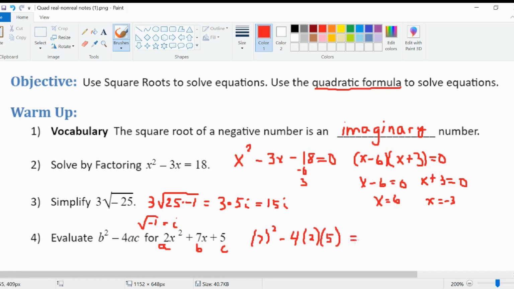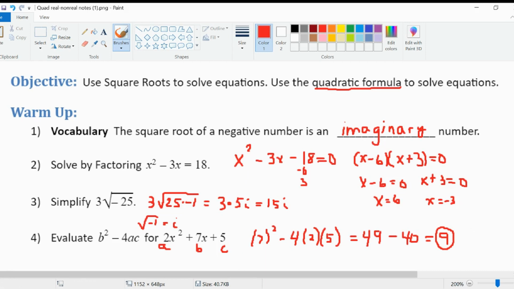Do a little bit of arithmetic. 7 squared is 49. 4 times 2 is 8, times 5 is 40. And we're left with our value of 9. That b squared minus 4ac is also a special number that's used in physics type problems. We're not going to really touch on that much today, but in physics, it can determine whether or not you have real or imaginary solutions, and it's called the discriminant.